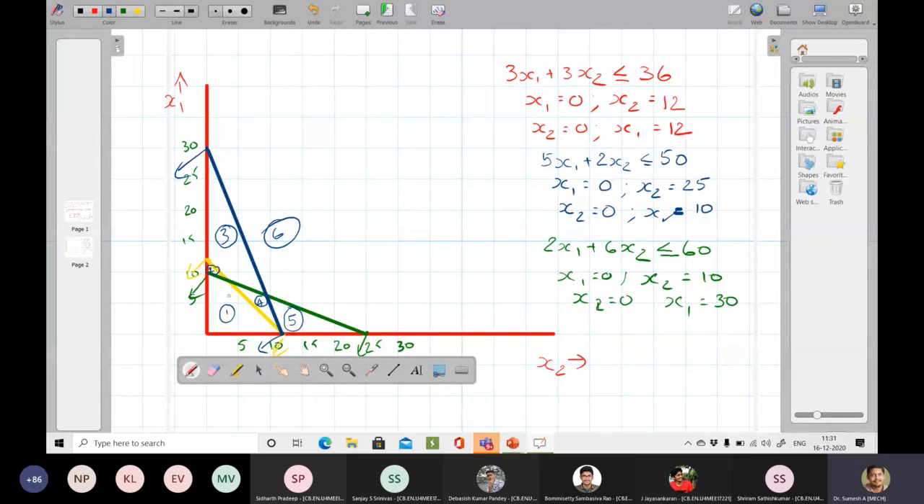So region one is bounded with points like A, B, here one point is there, C, you will have one point here, D. I had another point E, F, G, and H. So the feasible region will be 1. So the 1 is here. This is your feasible region.